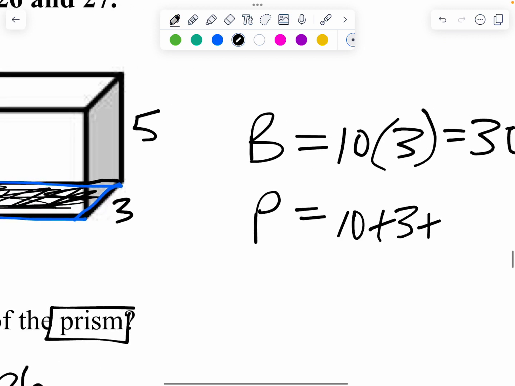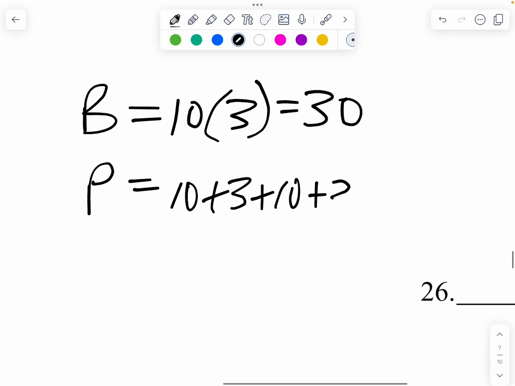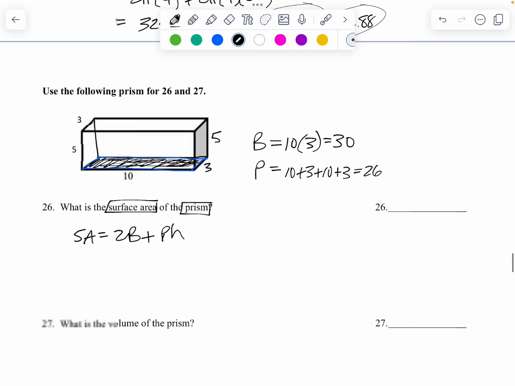10 plus 3 plus 10 plus 3, which gives you 26. Okay, so now the hard part's done. The big B is 30, that goes here. The P is 26, that goes here. Pretty sure you know what the height of this box is. It's 5. It's the only number we haven't used yet.